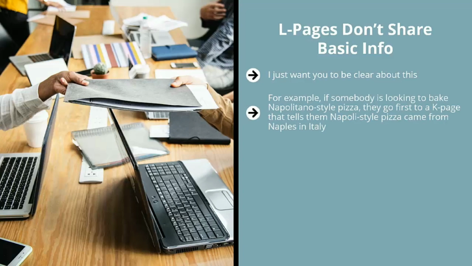For example, if somebody is looking to bake Napolitano-style pizza, they go first to a K page that tells them that Napoli-style pizza came from Naples in Italy. It was brought by Italian immigrants to the United States. It is a very tasty form of pizza. It's puffy, so on and so forth. When people go to an L page from that original K page, they don't want to be told the same info. They already know the background. Now they want specifics, like how not to burn their Napoli pizza too much.